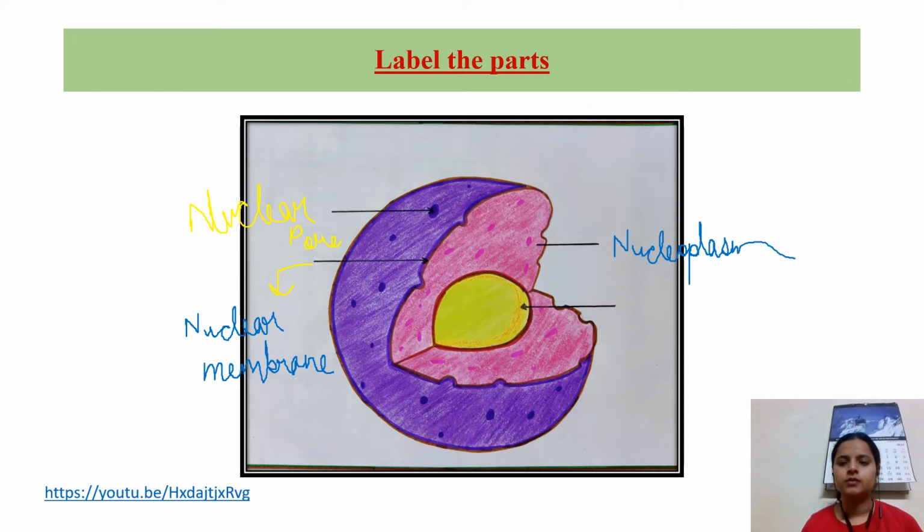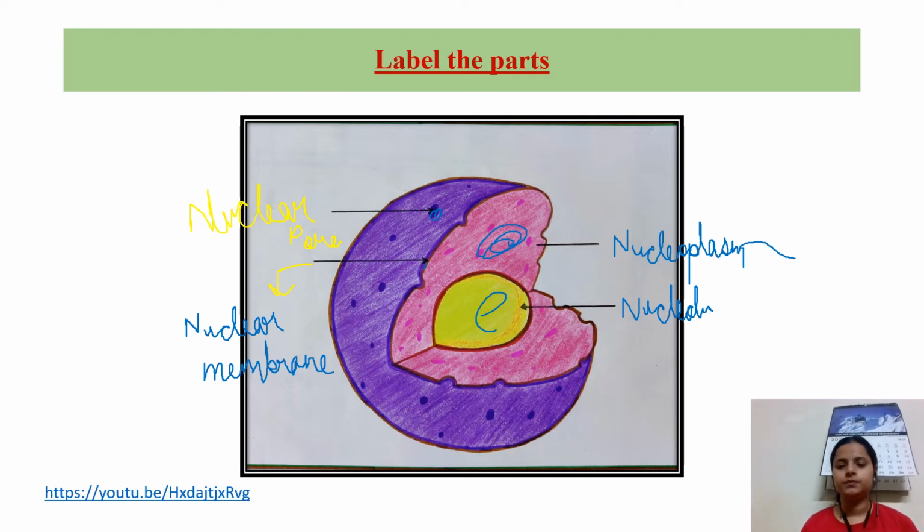Nucleoplasm. Sorry, this is nucleoplasm. Okay, and this is called nucleolus. So this yellow portion is nucleolus. This is nucleoplasm, the whole pink portion. This is nuclear core, and this is nuclear membrane. Okay, so I hope it is clear.